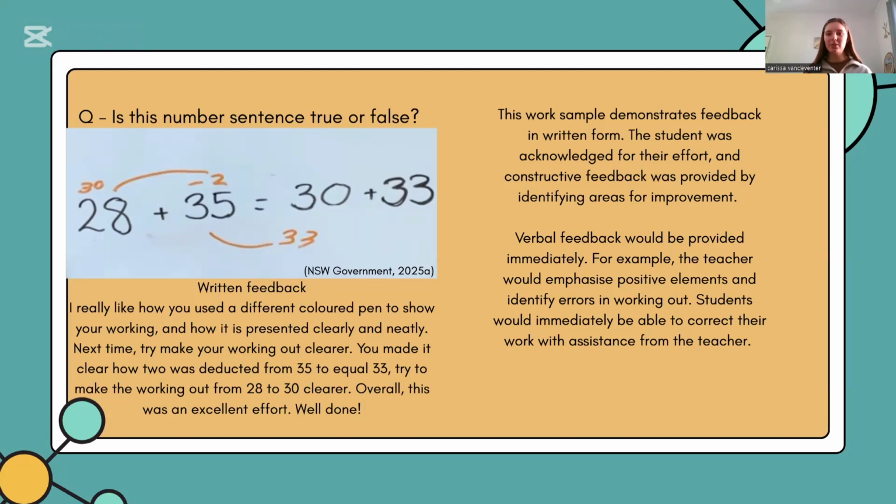This work sample demonstrates feedback in written form. The student was acknowledged for the effort and constructive feedback was provided by identifying areas for improvement. Verbal feedback would be provided immediately. For example, the teacher would emphasize positive elements and identify errors in working out. Students would immediately be able to correct their work with assistance from the teacher.